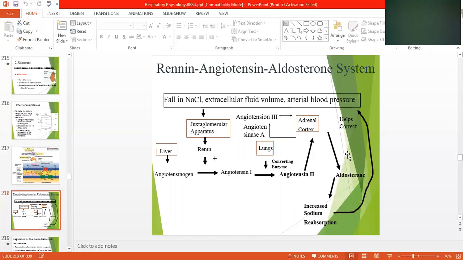Increased sodium reabsorption helps to correct it. Aldosterone also plays a role. Then angiotensin 3 is also acting on the adrenal cortex. And angiotensin is an enzyme released from the lungs.